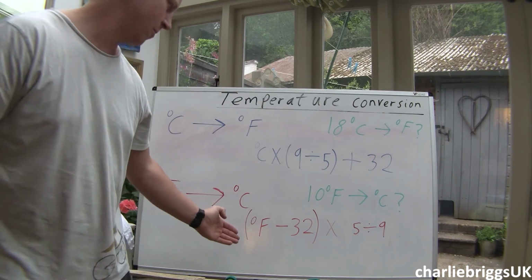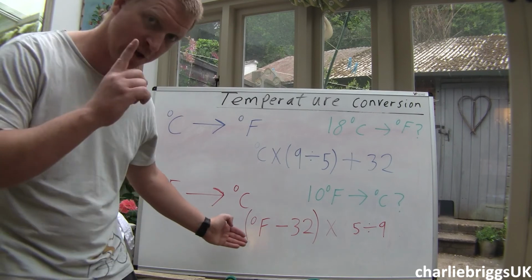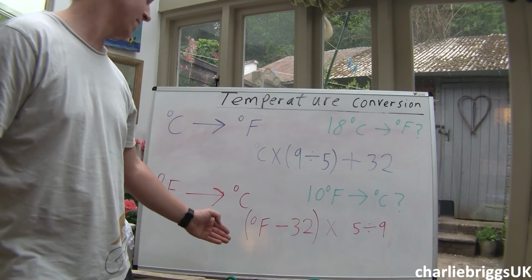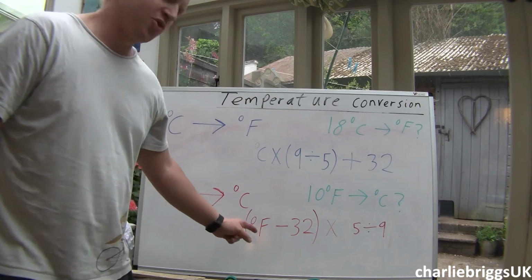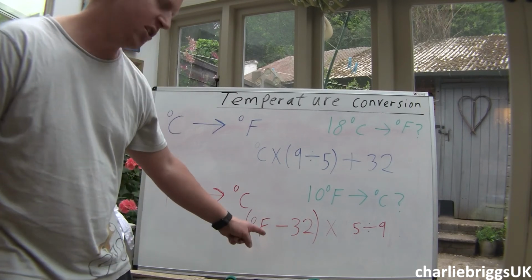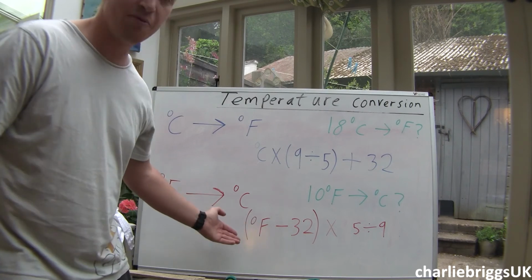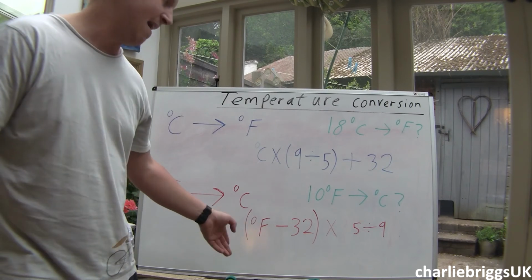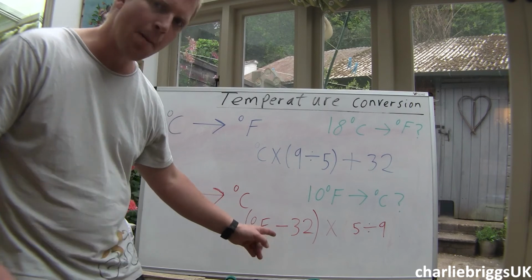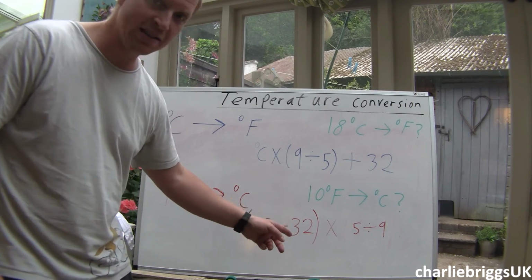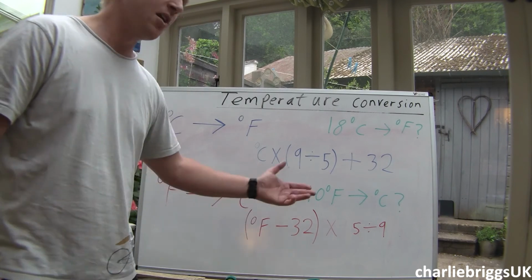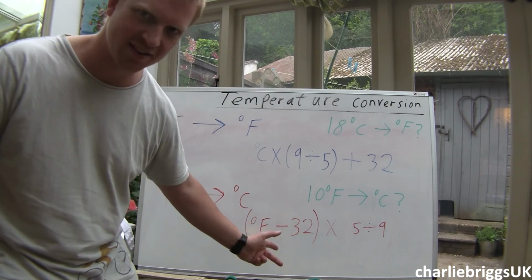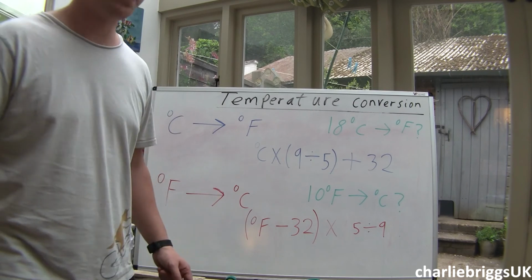Now, how would you tell me what to do with instructions? Have a go. First, subtract 32 from the Fahrenheit, and then multiply that by 5 divided by 9. And there's your answer.